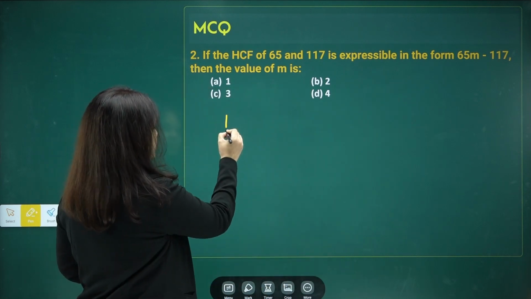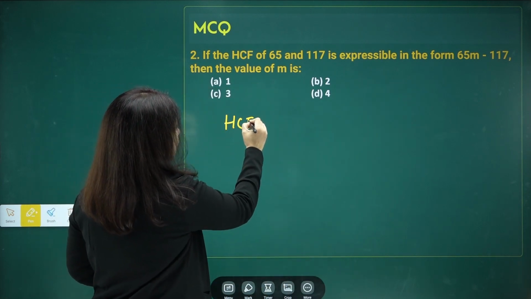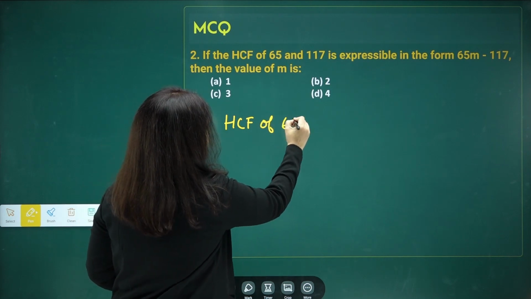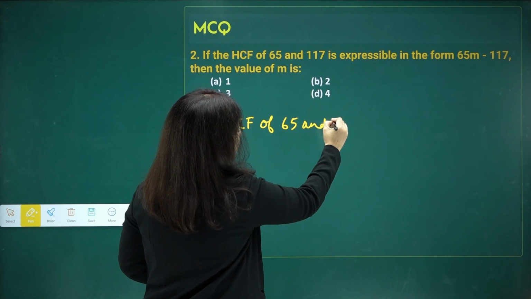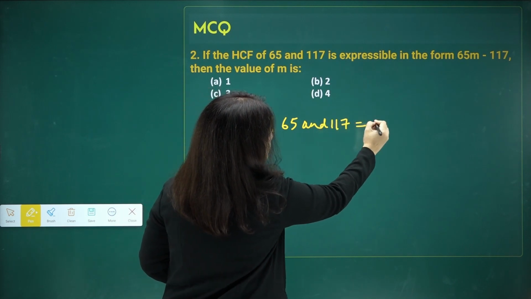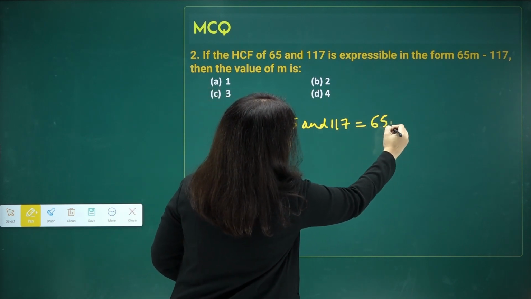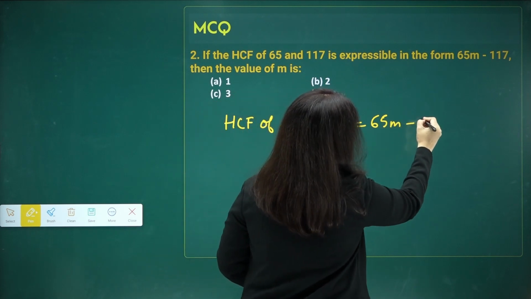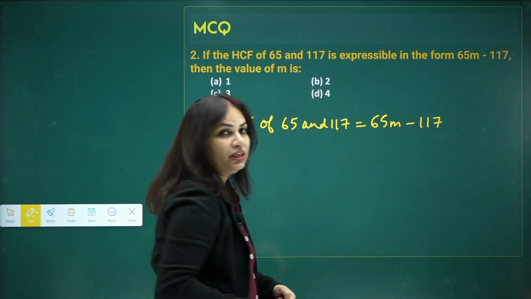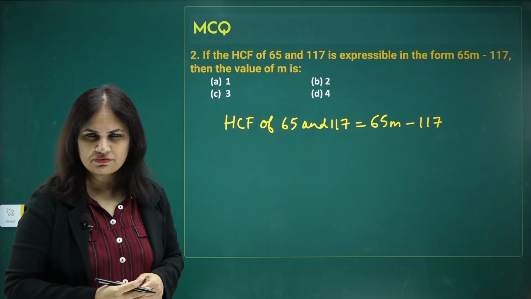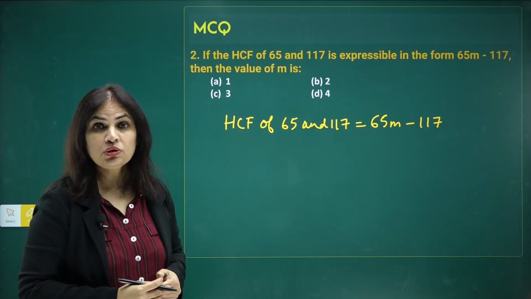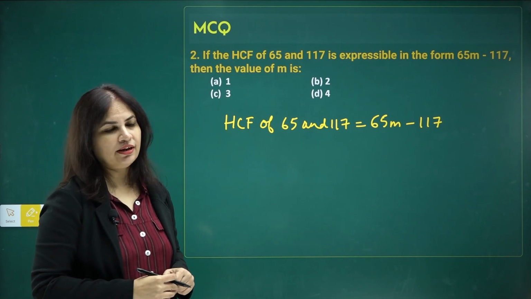So if I write it, HCF of 65 and 117 is equal to 65m minus 117, then we need to find the value of m. Very simple. First we will find out the HCF of 65 and 117 using Euclid's division lemma.